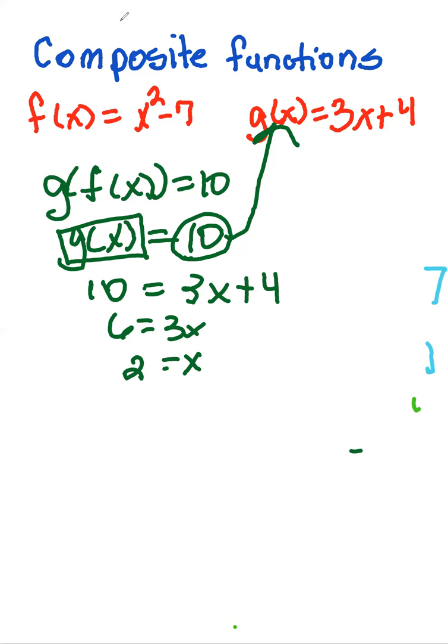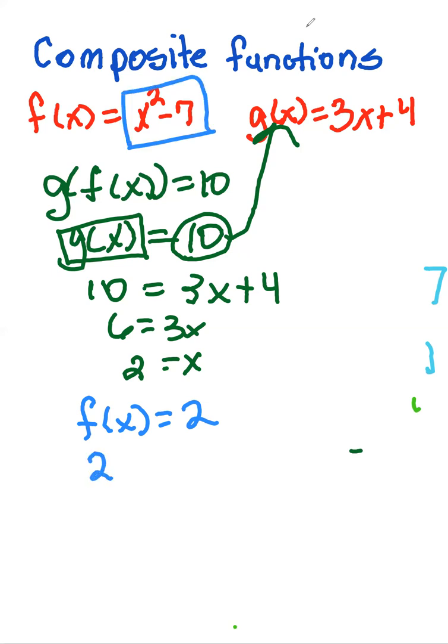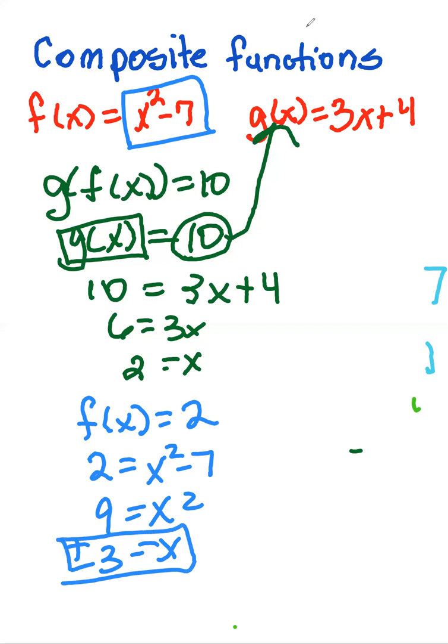So now I need to think, okay, that means that taking the second piece, I now know that f of x has to equal 2. So take my f of x function and get x squared minus 7 equals 2, x squared equals 9, x equals plus or minus 3. So when I look at my input, I'm going to get plus or minus 3.